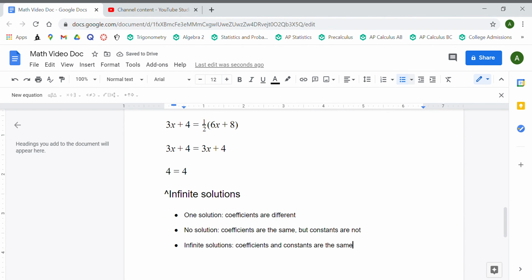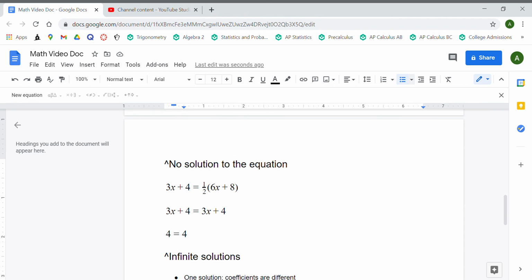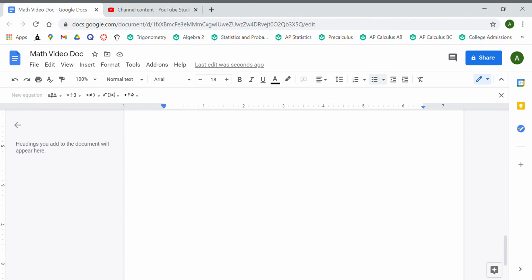Pretty cool, right? So, if you look right here at this step, you should be able to look at this equation, look at the coefficients first, and tell me if there's going to be one solution or a different number of solutions. If they're different, there's one solution. These are the same actually. So then move on to the constants. Are they the same or different? If they are different, there is no solution. If they are the same, which they are, it's 4 and 4, we have infinite solutions.